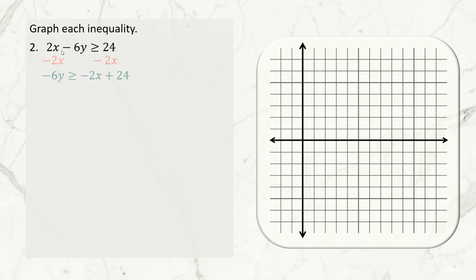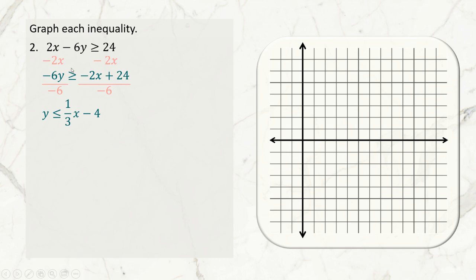Okay, we get negative 6y is greater than or equal to negative 2x plus 24. Now we're going to divide by the number in front of the y. Divide by negative 6. Now when we divide by negative 6, there's a couple things we have to keep in mind. Negative 2 over negative 6 is going to end up being 1/3. Now 24 divided by negative 6 is going to end up being negative 4.